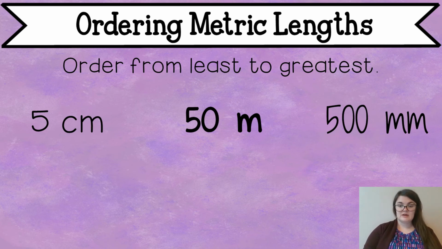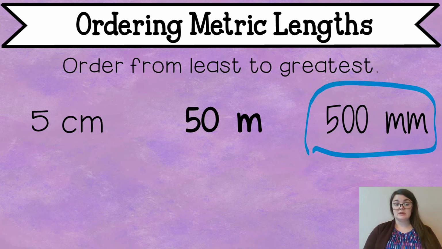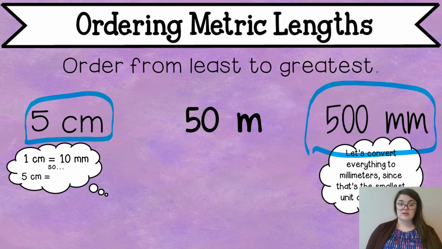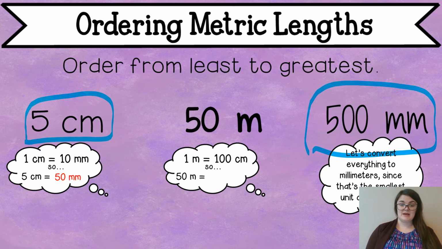This number is already in millimeters, so we'll leave 500 millimeters as it is. But now we'll look at centimeters and we'll convert it. When we're talking about centimeters, we know that 1 centimeter equals 10 millimeters. So that being said, we're looking for 5 centimeters. We need to count by tens 5 times to figure out our answer. So let's count by 10 5 times together. Ready? 10, 20, 30, 40, 50. So 5 centimeters is the same as 50 millimeters.